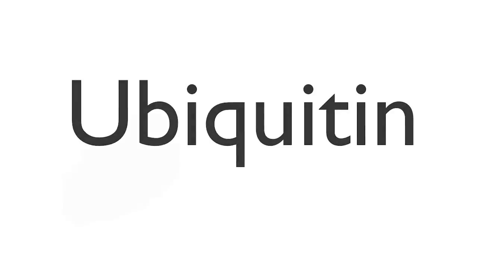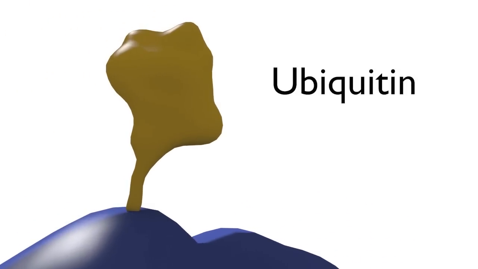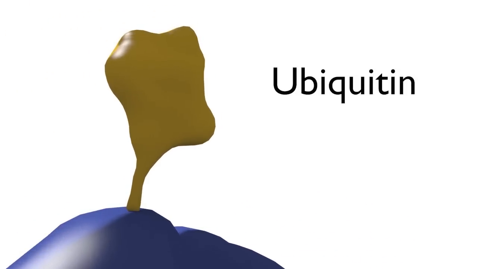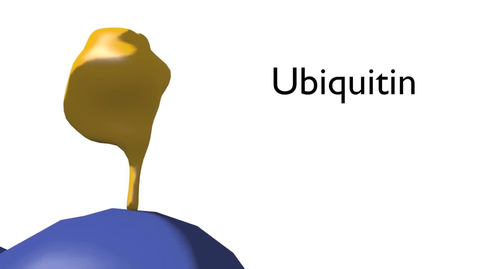Post-translational modifications are typically thought of as small chemical groups that are attached to protein side chains, yet one class of modification involves the covalent attachment of an entire protein to lysine side chains on a target protein. The most common of these proteins is ubiquitin, a compact 76 amino acid protein found in all eukaryotes. Ubiquitin is covalently attached to lysine side chains in a process known as ubiquitination.